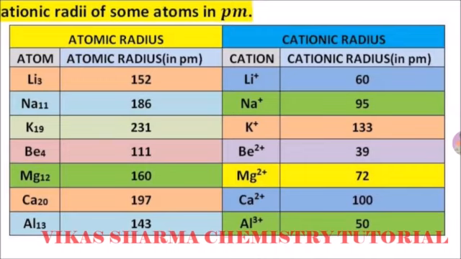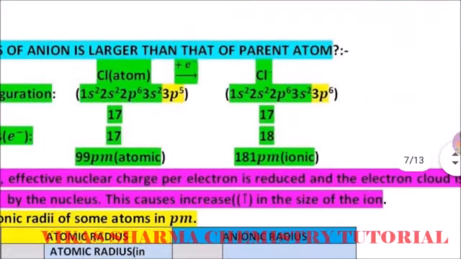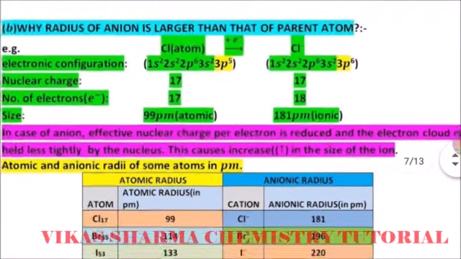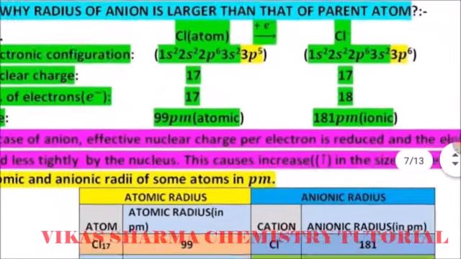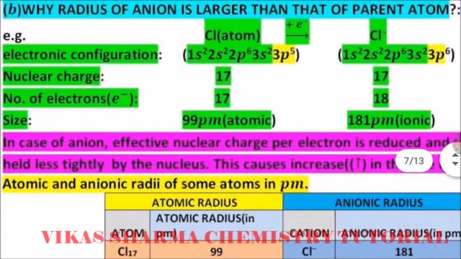Calcium atom is 197, but calcium ion is equal to 100, and the aluminium atomic radius is 143, but the aluminium trivalent ion is equal to 50 picometers. So students, it is easily understood that the parent atom is always greater in size than its ionic size. The next question raised in our mind is: why is the radius of an anion larger than that of the parent atom? We can show this by an example.